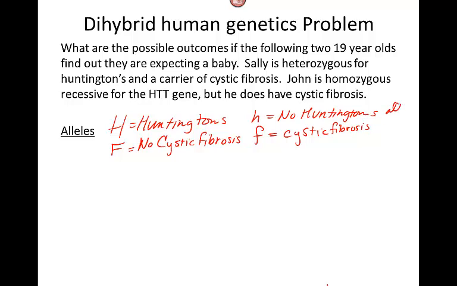Now remember, these are the alleles. You have two options for each gene in this case, and these are again alleles.